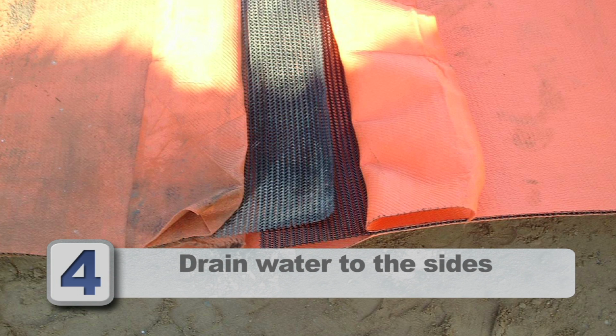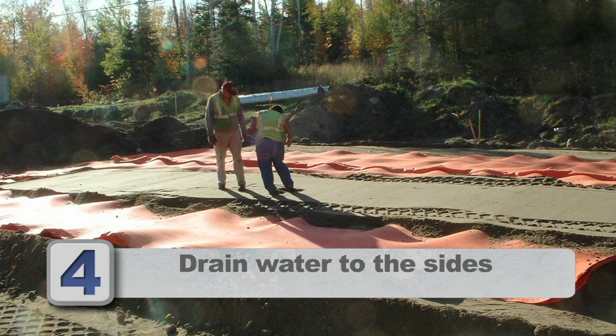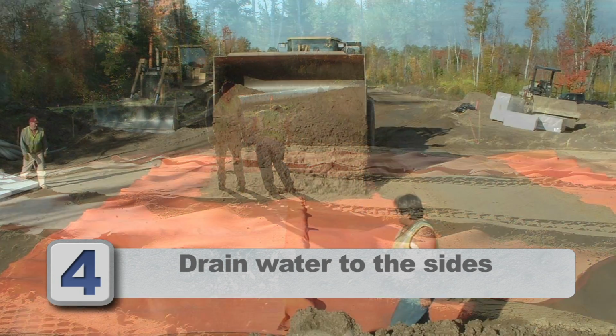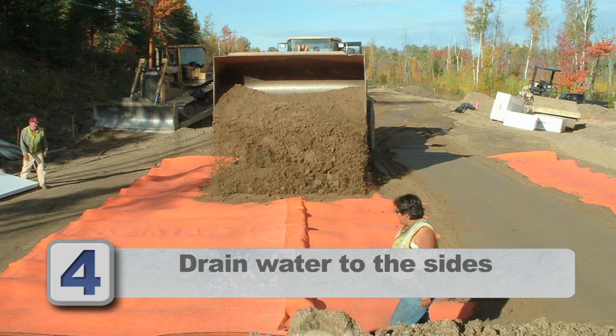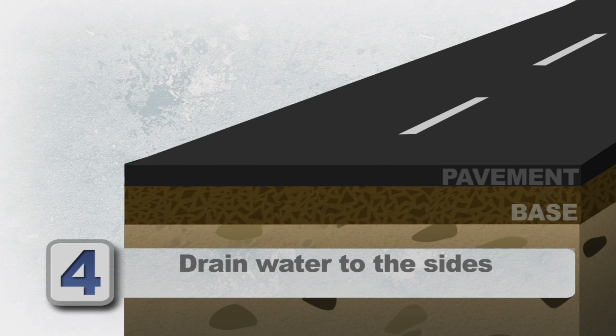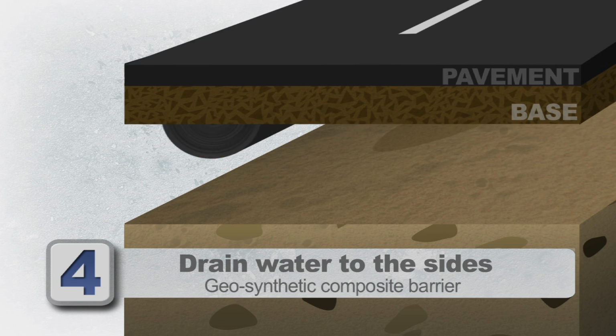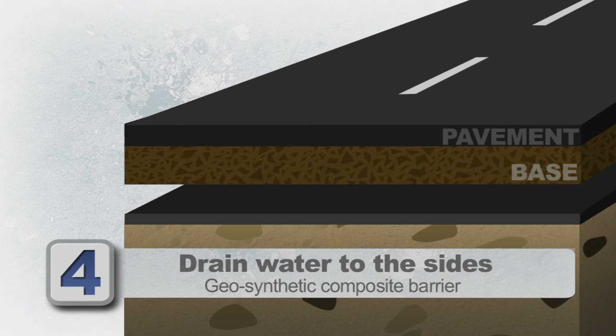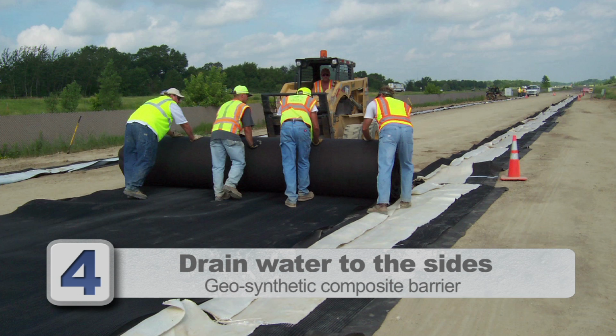A fourth way to prevent frost damage is to drain water in the subgrade to the sides of the pavement structure where it can be diverted to ditches, or, in urban areas, to a storm drain system. This can be done by placing a geosynthetic composite between the base and subgrade layers. Proprietary products are available for this purpose that increase water flow because they promote wicking and draining action.